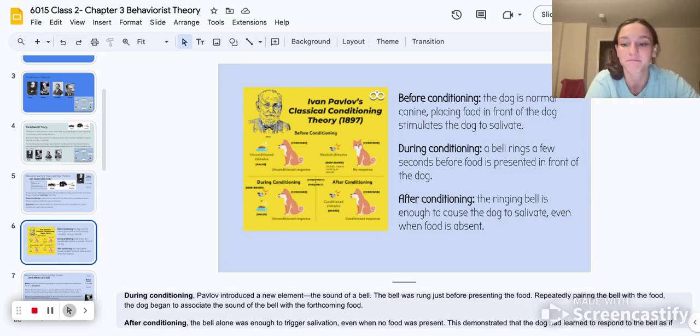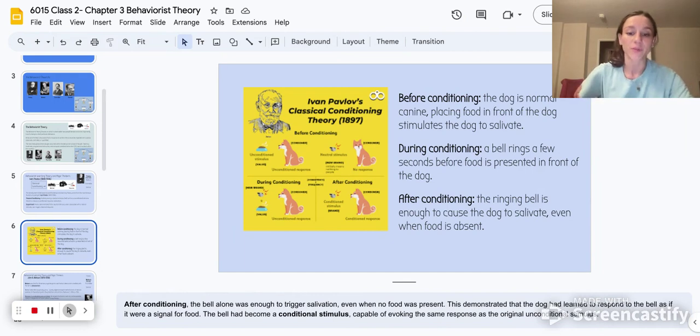that will be arriving. After conditioning, the bell alone was enough to trigger salivation, even when there was no food present at all. So this showed that the dog had learned to respond to the bell as if it was a signal for food. The bell had become a conditional stimulus, capable of evoking the same response as the original unconditional stimulus.